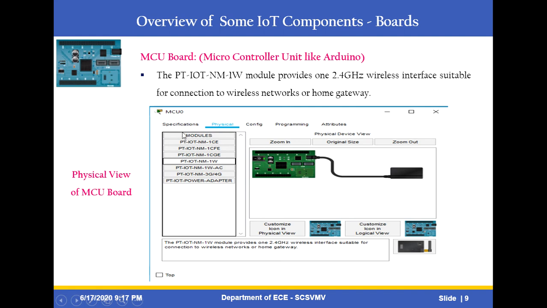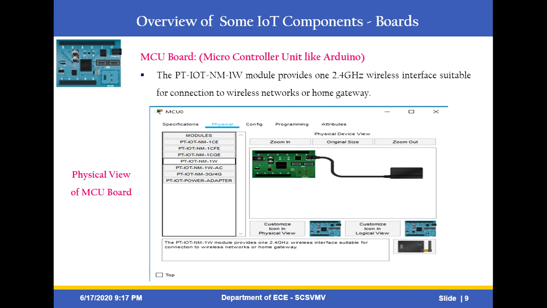In the specification tab, we see the specification of the MCU board, and the next one is physical. Now we are seeing the physical view of the microcontroller unit. Here the specification describes the features, usage, local and remote control of the device. Here the physical tab shows available models and power connections. Config shows the display name and serial number, network configuration, and all things. Attributes displays the device attributes such as MTBF, the mean time between failure, power consumption, and cost also.